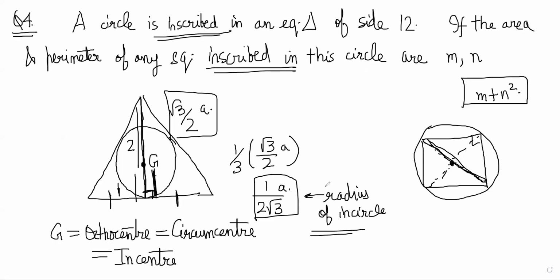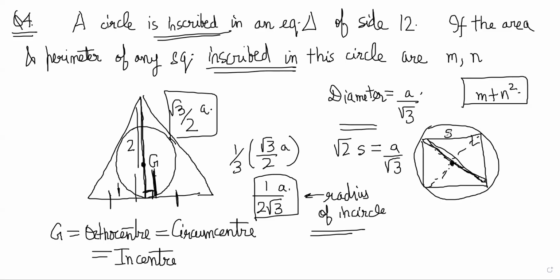So since we already know the radius, the diameter has length what? Twice the radius, so a by root 3. If the diameter is this, root 2 times the side is a by root 3. So that will give us the side of the square, because the diagonal of a square is root 2 times the side. So we get the side of the square as a by root 6.